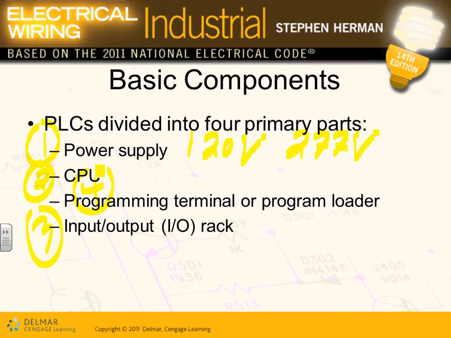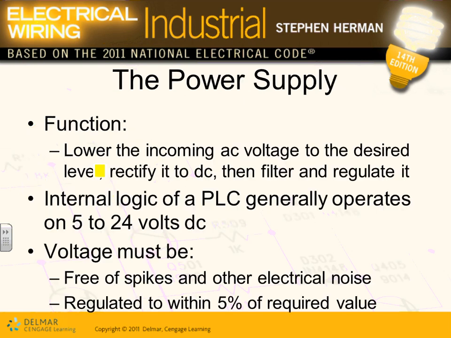You need a power supply 120 to power it. You need a CPU so it can be the brain of that system. You need an input-output device, the eyes and the ears and the legs and the hands of the system. And you need a program loader, which is basically a screen with a keypad where you can program the system. So any comments, guys, about these components? Adam, makes sense? Okay.